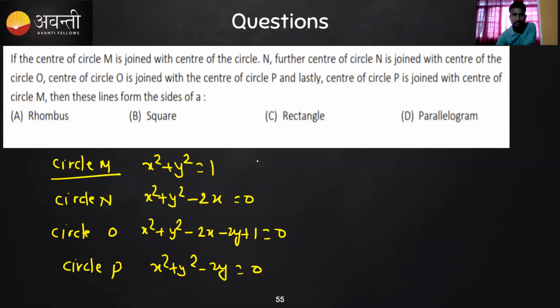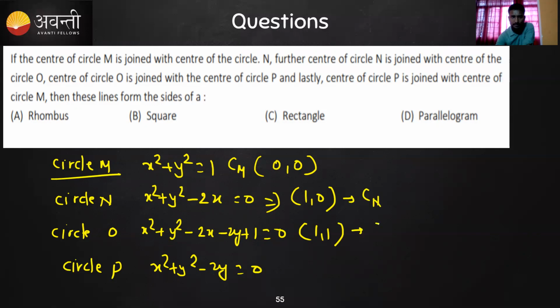So here you can write the center as 0, 0, right? In this case, if you observe, it will be minus of minus 1, so basically it is 1, 0. In this case, you will find it is 1, 1. It is the center of M circle, the center of N circle, the center of O circle. And here you will find 0, 1. It is the center of P circle. So these are the centers.